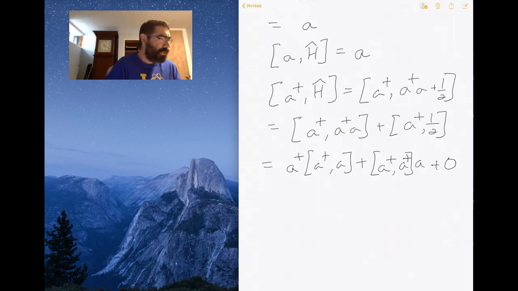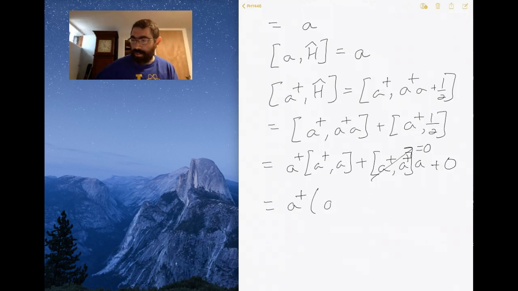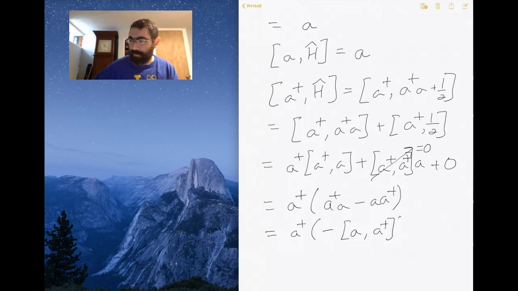And so what I get is the commutator of A dagger and A dagger, that's 0. And so I'm left with A dagger times the commutator of A dagger and A, which is the same thing as minus the commutation relation of A and A dagger, which is 1. So I get minus A dagger. So the commutation relation of A dagger and the Hamiltonian gives me the negative of A dagger.